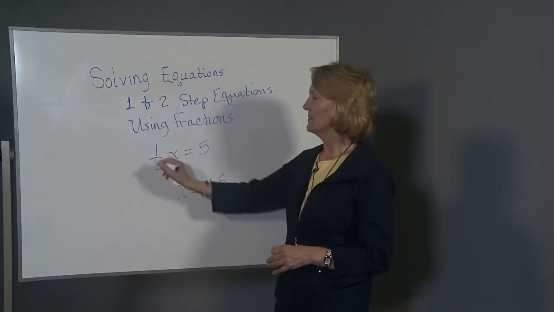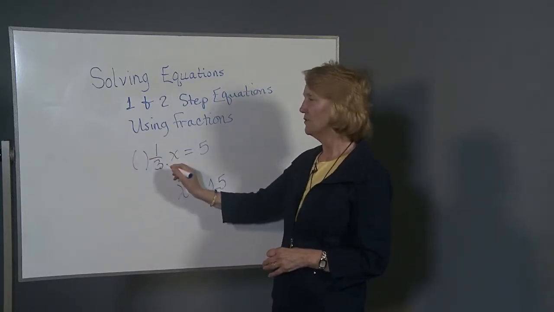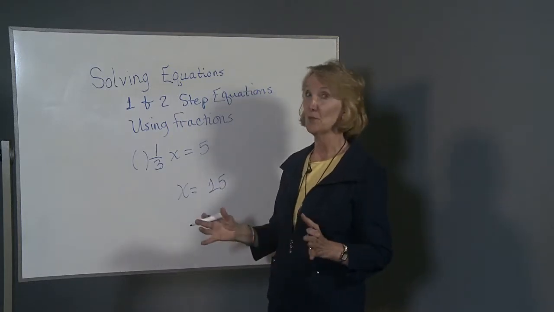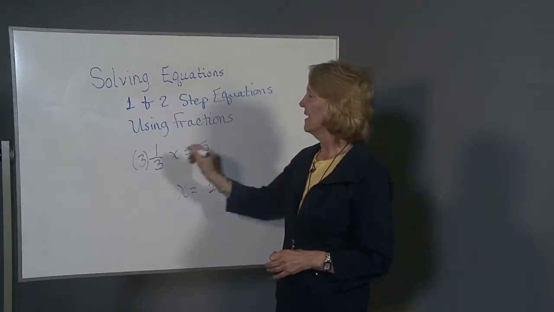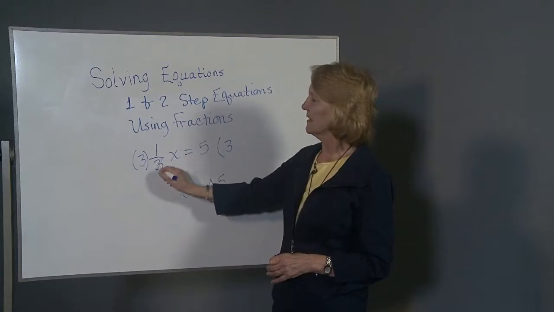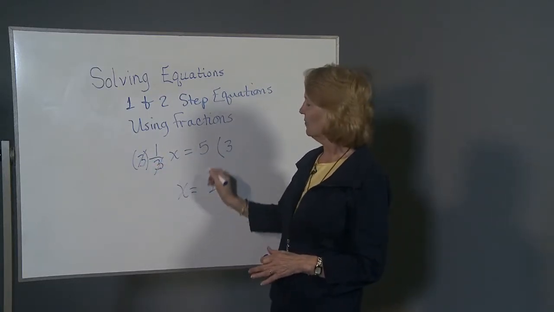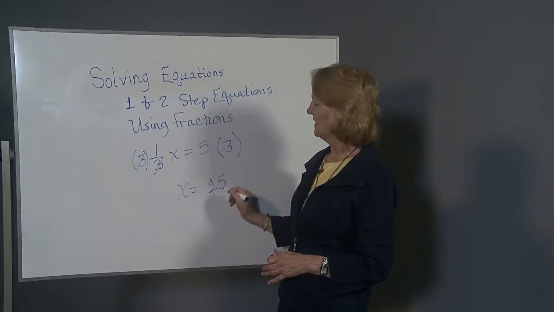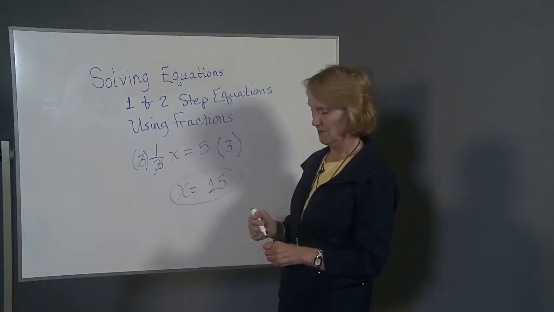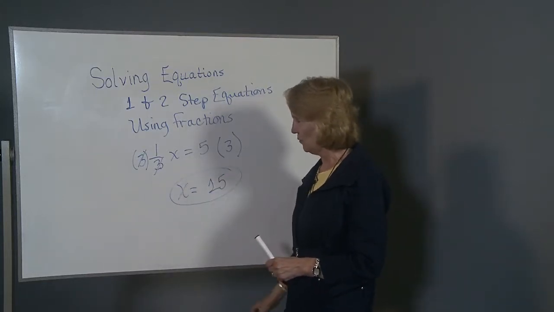If we do the opposite operation, how do you undo multiplying by 1/3? Multiply by 3. And then you multiply by 3 on this side. This in the denominator cancels that in the numerator. You get x equals 15. There you go. That's the answer, and that's how you'd show your work.